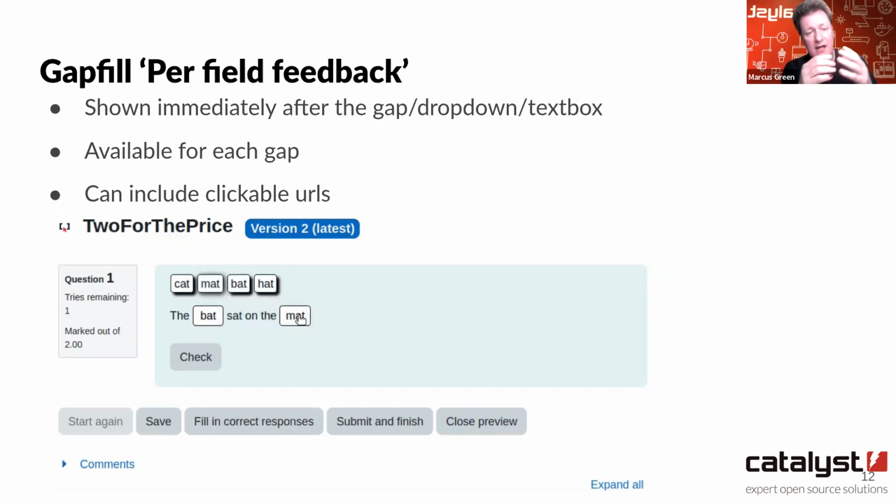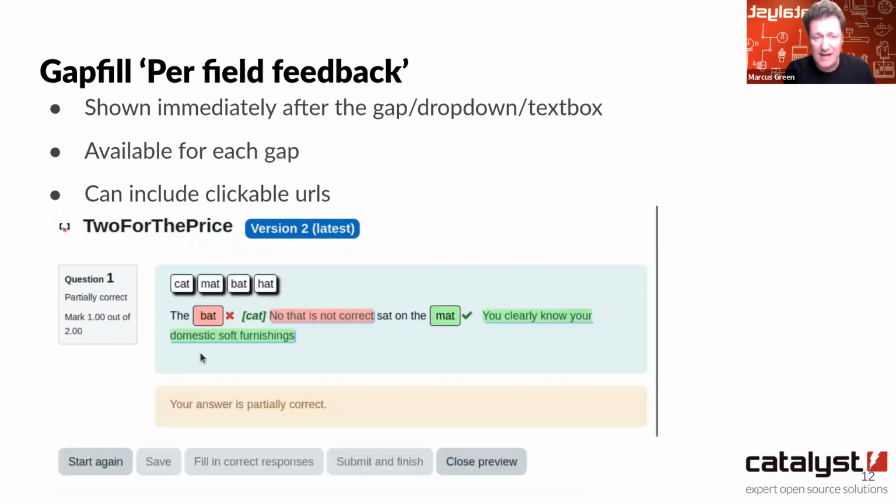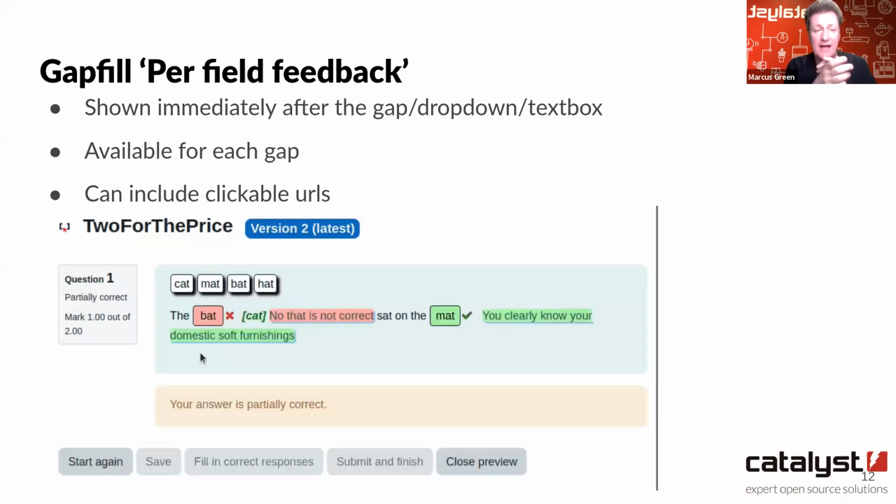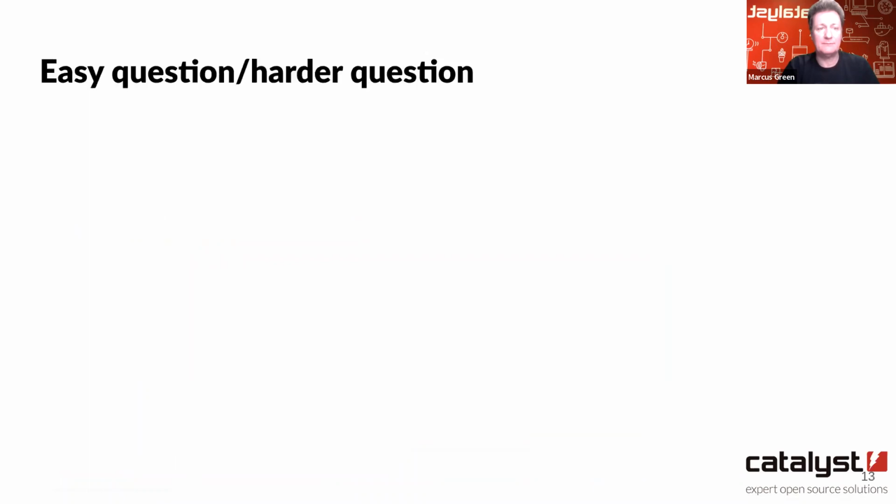Now, you see here, I said, the bat sat on the mat. Bat is incorrect, but cat is. And it says, you clearly know your domestic soft furnishings. And it shows that up in green. And if you hold your mouse over it, it will show that it's correct. It's not purely dependent on the color there. So that is per gap feedback.